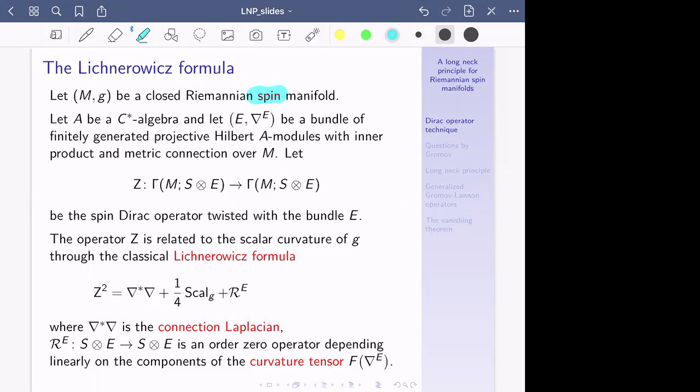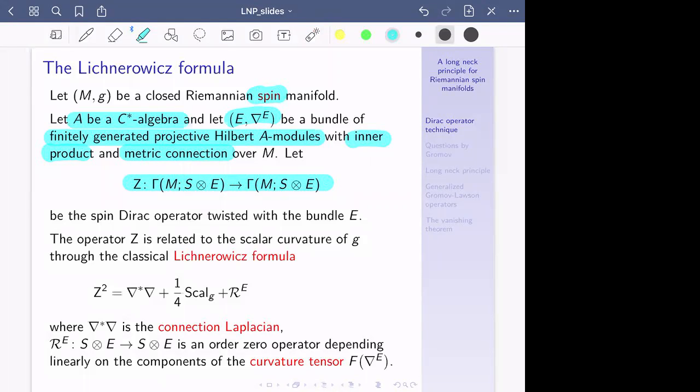We also assume that A is a C*-algebra and E is a bundle whose fibers are finitely generated projective modules over the C*-algebra A. And we assume that we have a inner product and a metric connection. To this data, we associate the twisted Dirac operator, which is obtained by twisting the usual spin Dirac operator with the bundle E. So this is a first order elliptic differential operator, which acts on smooth sections of the bundle S tensor E, where S is the spinor bundle.